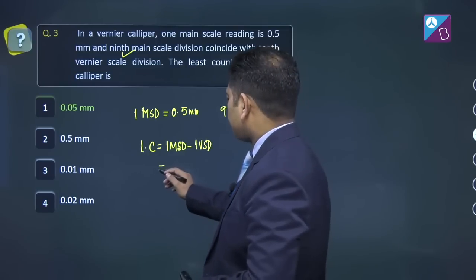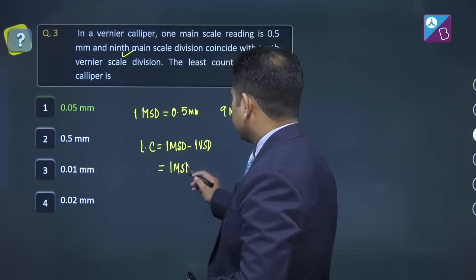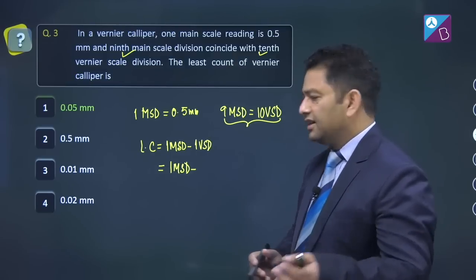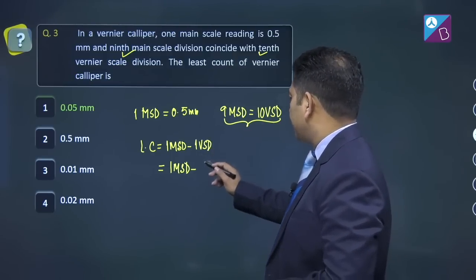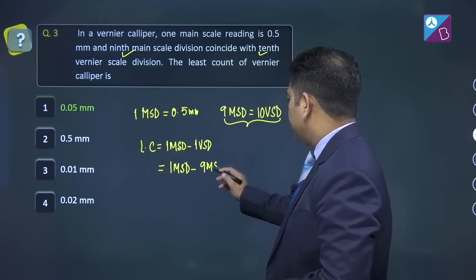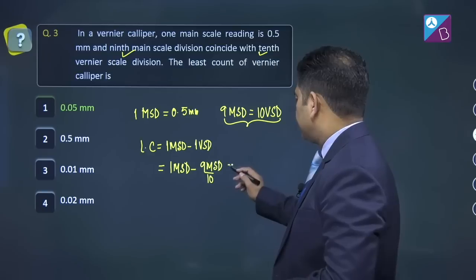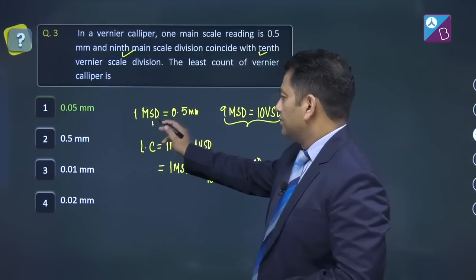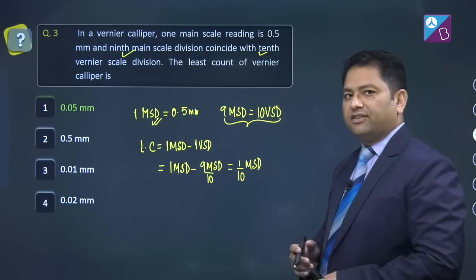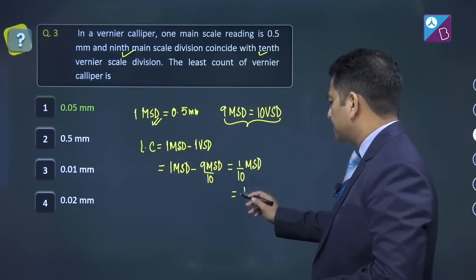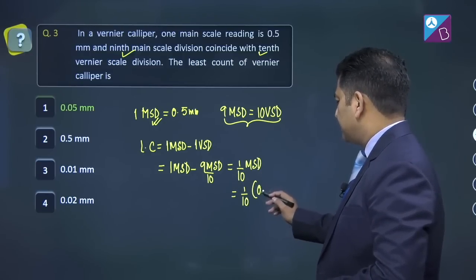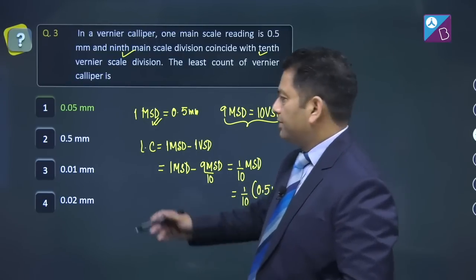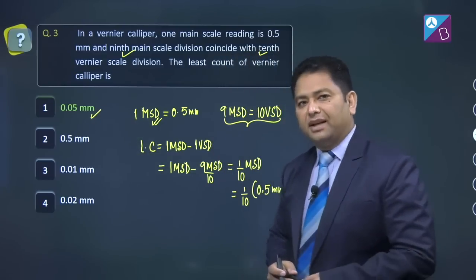So here, this is 1 MSD minus, with the help of this expression, I can relate VSD to MSD. So if 10 VSD is 9 MSD, 1 VSD will be 9 MSD divided by 10. And this comes out to be 1 by 10 MSD. और आखिर में the value MSD की जो दी गई है, that is 0.5 millimeter. आपको ये value रखनी है, that is 1 by 10 multiplied by MSD is 0.5. The unit of course is millimeter. So 0.5 divided by 10, 0.05 millimeter.